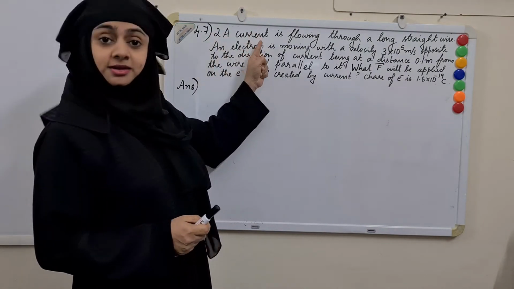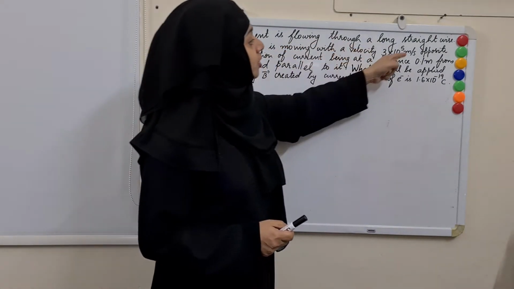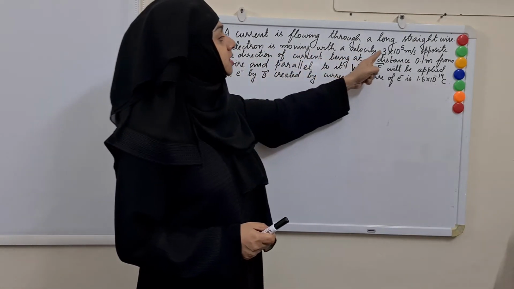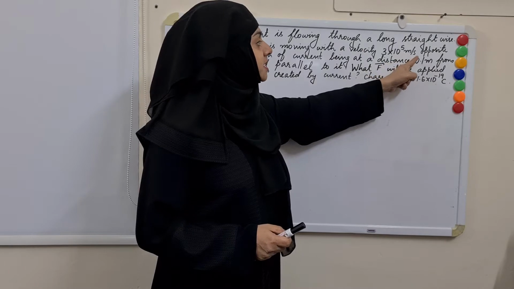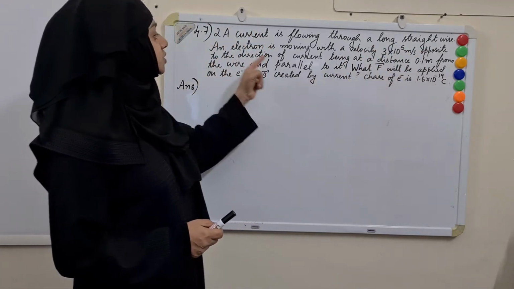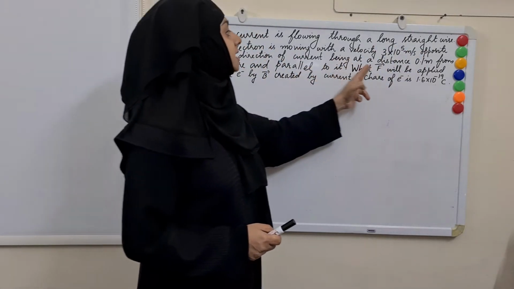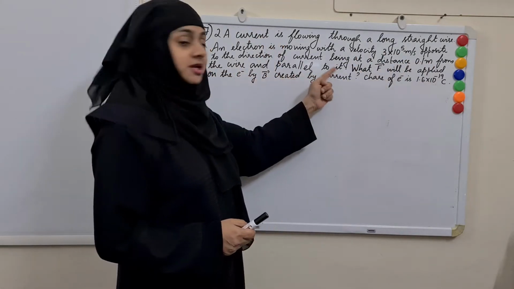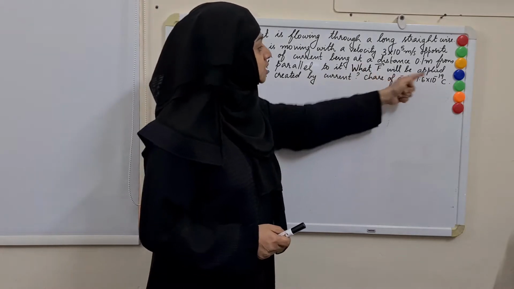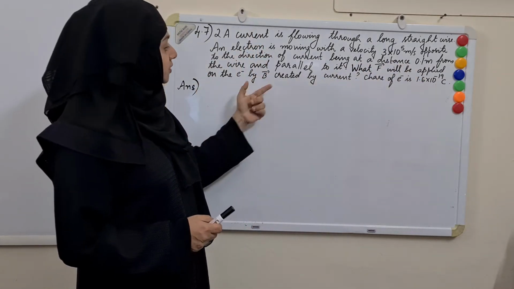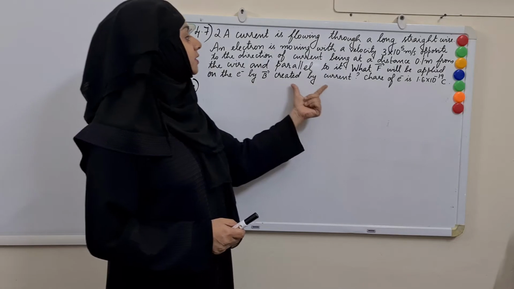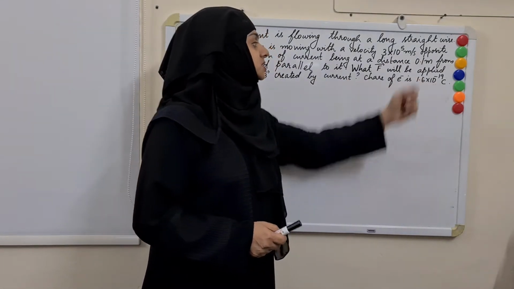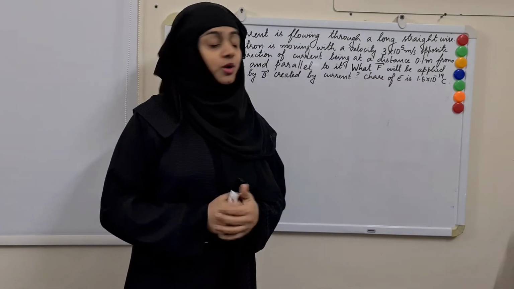2 ampere current is flowing through a long straight wire. An electron is moving with a velocity 3 × 10 raised to 5 meter per second opposite to the direction of current, being at a distance 0.1 meter from the wire and parallel to it. What force will be applied on the electron by the magnetic field created by the current? Charge of electron is 1.6 × 10 raised to -19 coulomb.